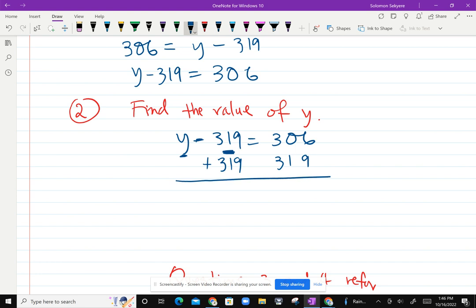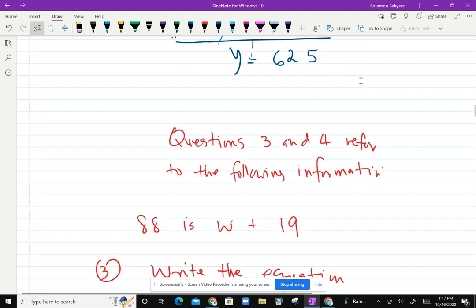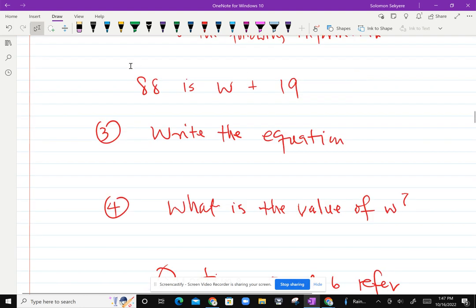Underline it. When I add the positive to the negative, the same value, that goes away. And all I have on the left side is y equals, and then I add this, 625. I've got my y value. Understand? So look at it, and you see how my equal sign is pretty much lined up. My work is nice and neat. Do that all the time. Follow what I did because it's going to get complicated later on. All right, let's do another one.